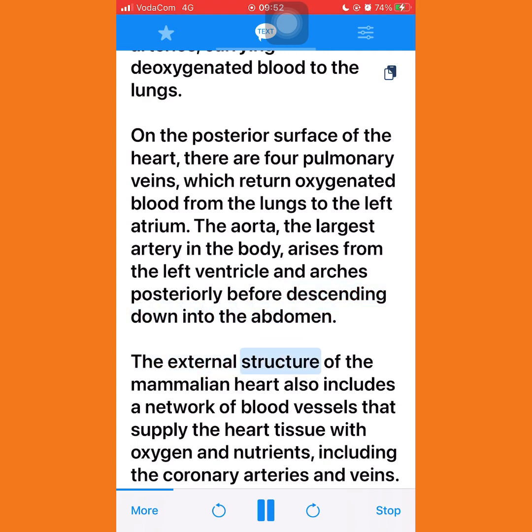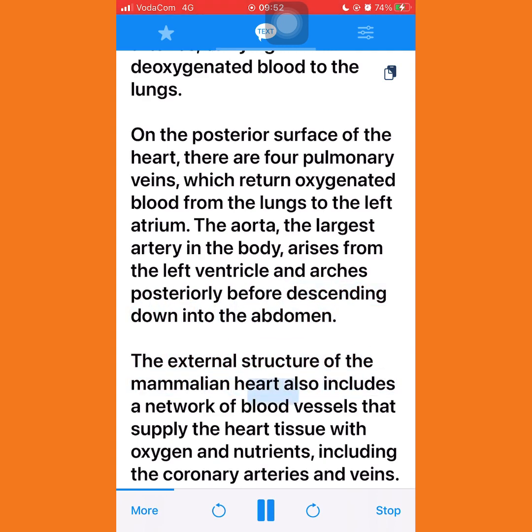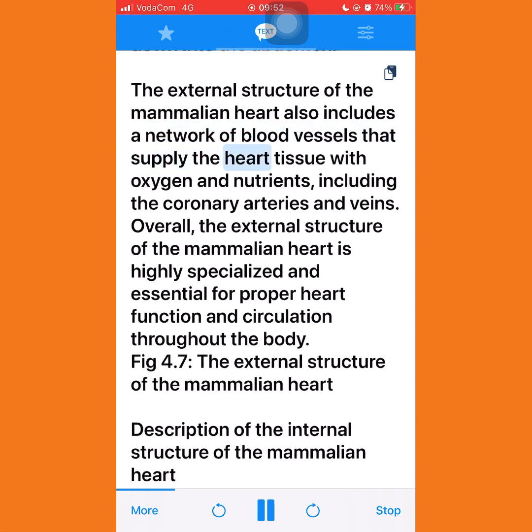The external structure of the mammalian heart also includes a network of blood vessels that supply the heart tissue with oxygen and nutrients, including the coronary arteries and veins. Overall, the external structure of the mammalian heart is highly specialized and essential for proper heart function and circulation throughout the body. Figure 4.7, the external structure of the mammalian heart.